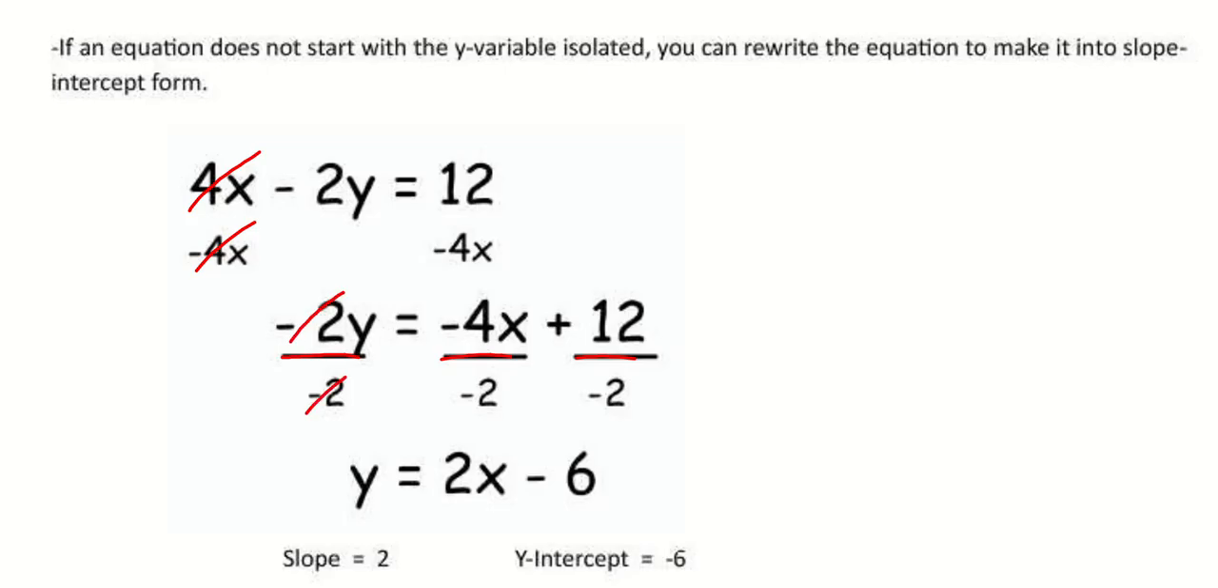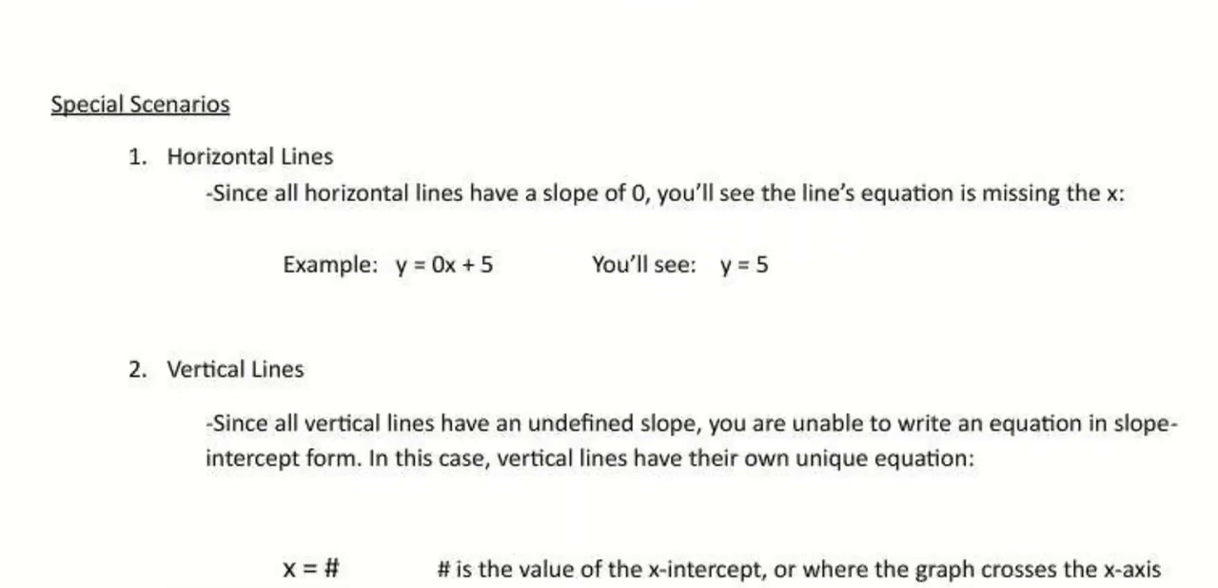Y is now by itself, so then I figure out each one. Negative 4 divided by negative 2 is 2. 12 divided by negative 2 is negative 6. And now that y is by itself, I can get the slope and the y-intercept of my line, and then again I could go make a graph once I have that information. So make sure you understand you have to have this in order to get the slope and y-intercept. Okay?